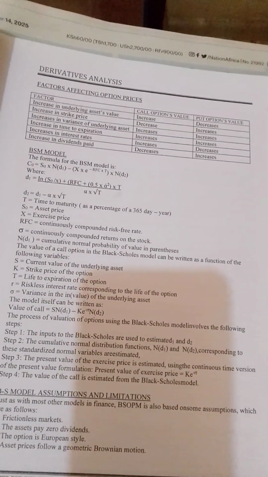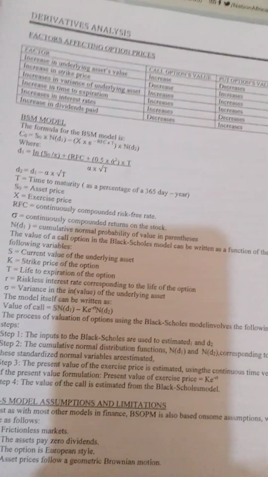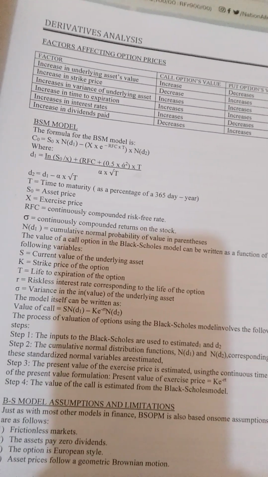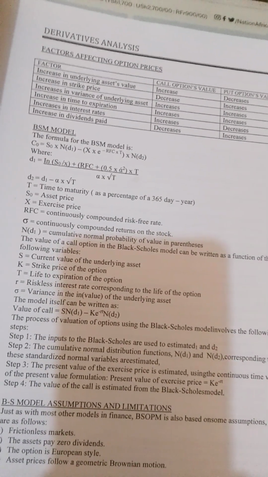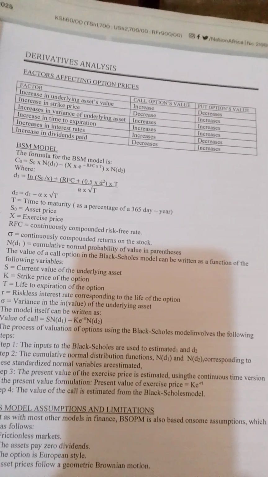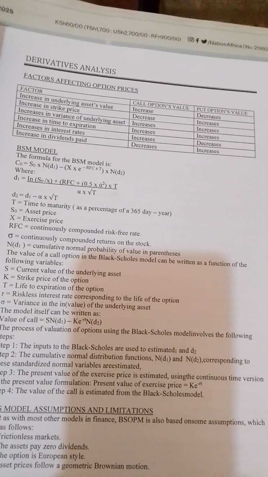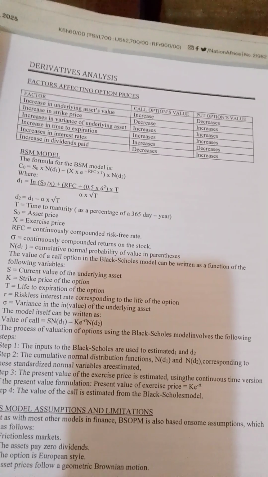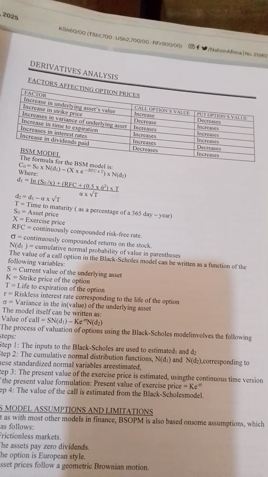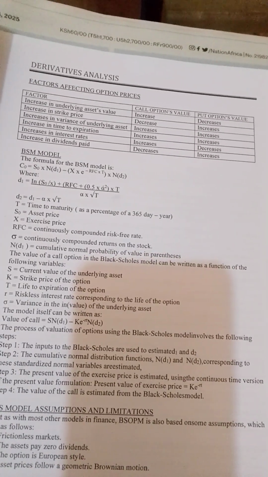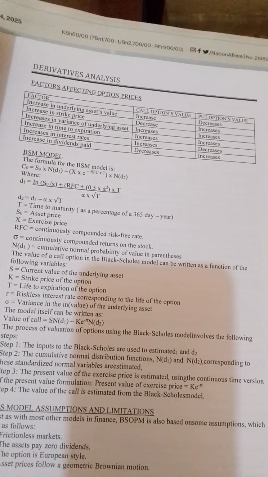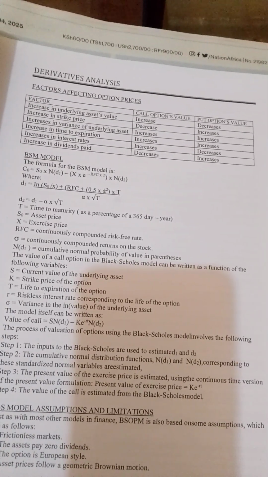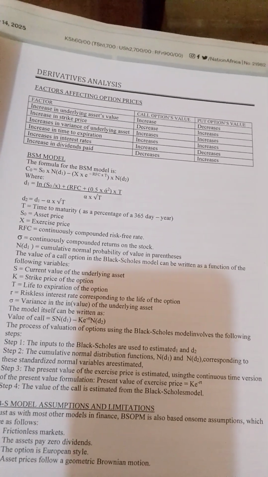Then the next page, you find factors affecting option pricing. Each factor is given there. For example, the first one is increase in underlying asset's value. How does it affect call option's value and then the put option value? You can see the second column and the third column, the explanations there.